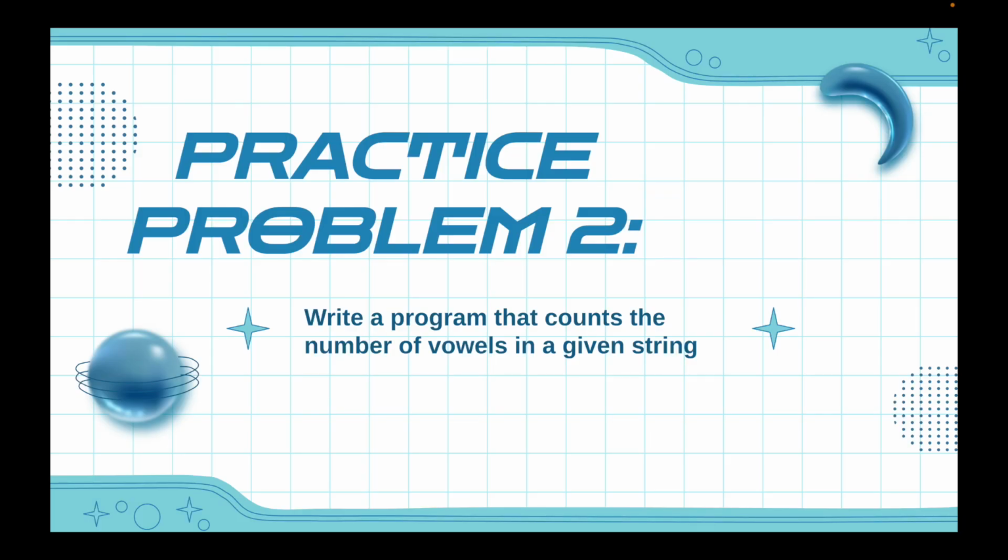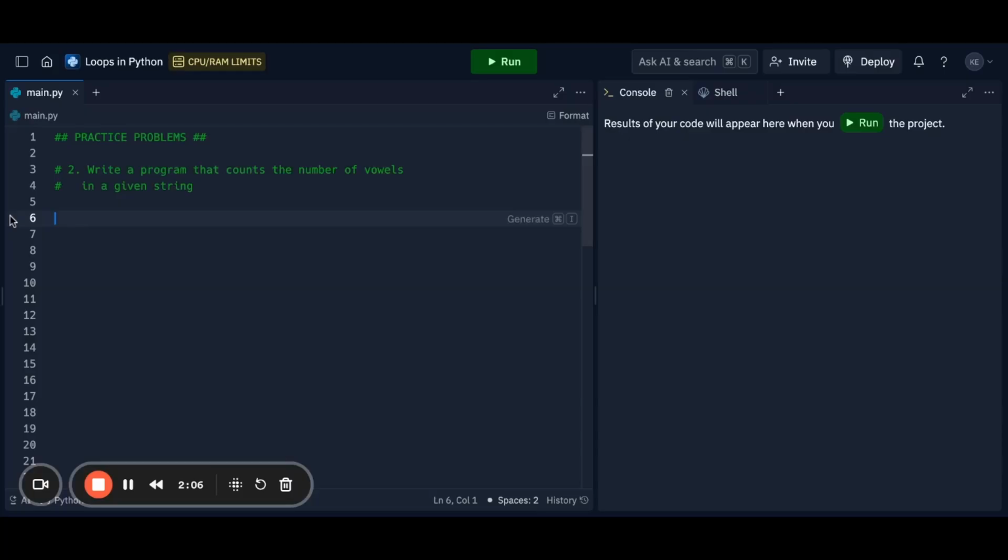Okay, for the next practice problem, we need to write a program that counts the number of vowels in a given string. This problem involves some knowledge on if statements, so if you haven't watched that video, please do so. Pause the video and give it a try. So looking at the question, we'll need something that checks if the character is a vowel while looping through it. And if it is, we'll increment the counter.